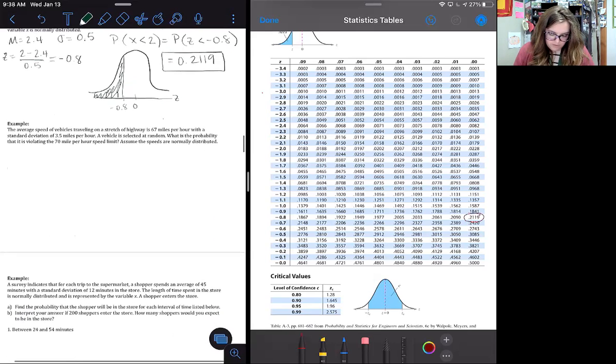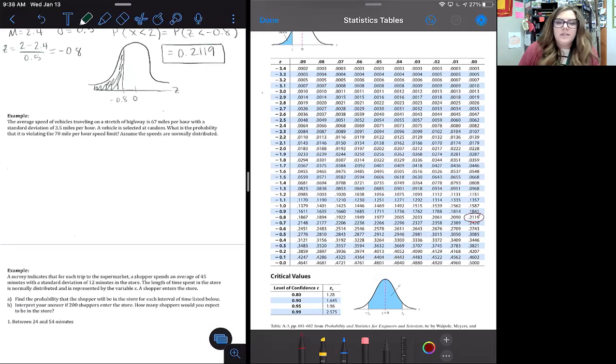The average speed of vehicles traveling on a stretch of highway is 67 miles per hour with a standard deviation of 3.5 miles per hour. So our mean is 67 and our standard deviation is 3.5. A vehicle is selected at random. What is the probability that it's violating the 70 mile per hour speed limit? Okay. So we're finding the probability that the speed x is greater than 70. Because if you're violating the speed limit, you're going over.